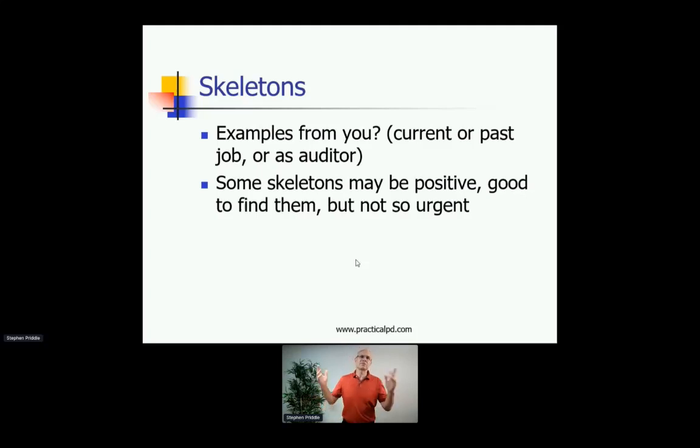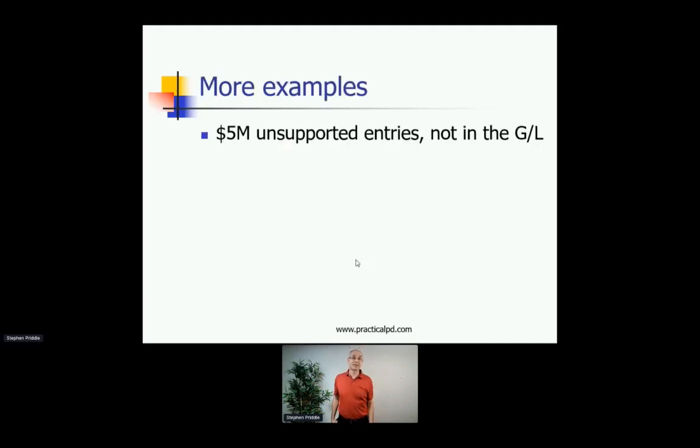I know someone joined a seniors' home or something, and they hadn't billed the province the part of the rugs for $30,000 for a couple of years. That's a nice positive skeleton. So find them where they're not so urgent. So a few more interesting examples.